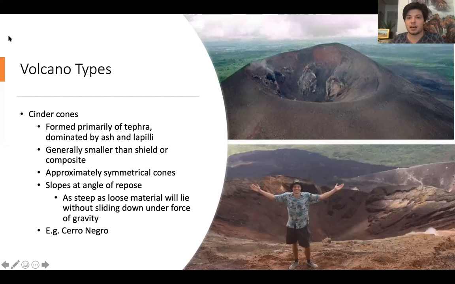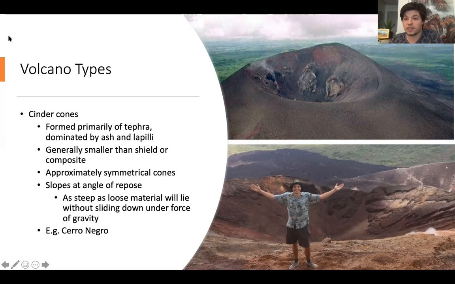Then finally, cinder cones are our last type of volcano we're going to be talking about. These are formed primarily of tephra, and they're dominated by ash and lapilli. Generally, these are smaller than shield or composite volcanoes. They have approximately symmetrical cones, and they're shaped by the angle of repose. What that means is how steep a slope can be, where loose material will lie without sliding down under the force of gravity.